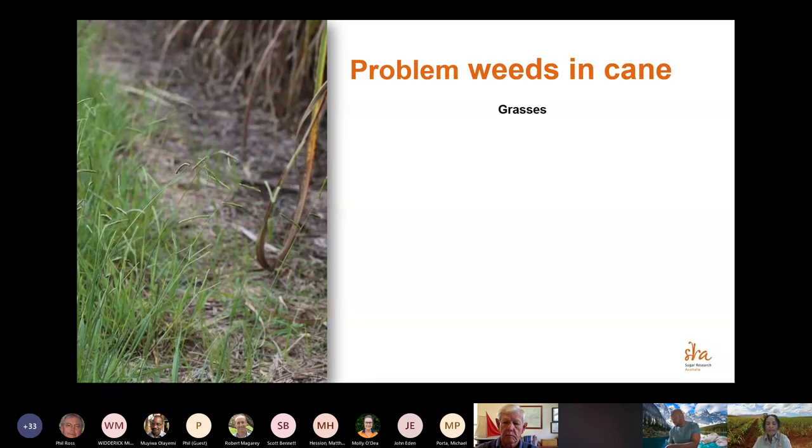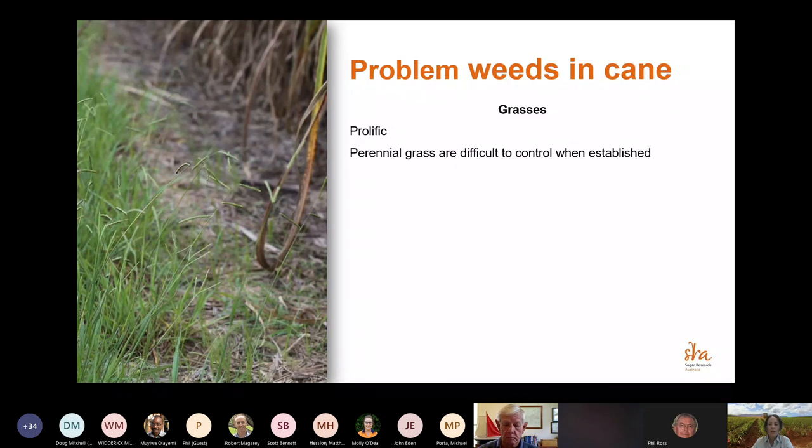So what are the problem weeds in cane? First of all, I'm going to talk about grasses. Grasses are prolific. They can germinate in the earliest cane stage. They grow quickly and provide a lot of competition. They can also seed very quickly, which means the plant must be quickly controlled before it sets seeds. But at least for annual grass, the parent plant dies within the cropping season. But we also have perennial grasses, where the parent plant survives and grows into a big clump, which is harder to control with herbicides.